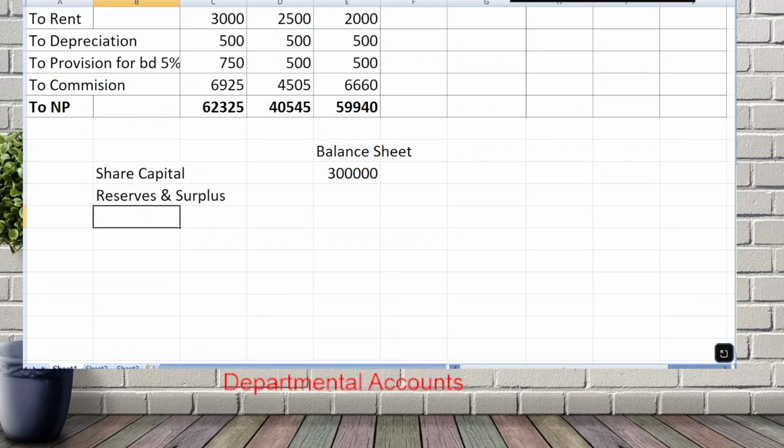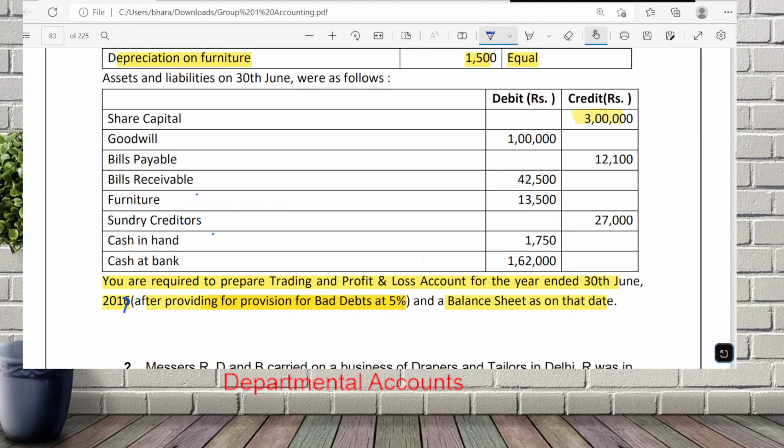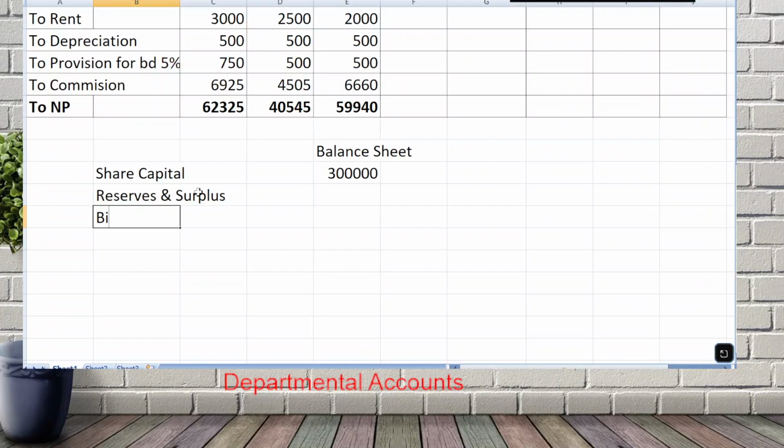What are the other liabilities given? Bills payable, tell me. 12,100. Then sundry creditors, 27,000. Approved.